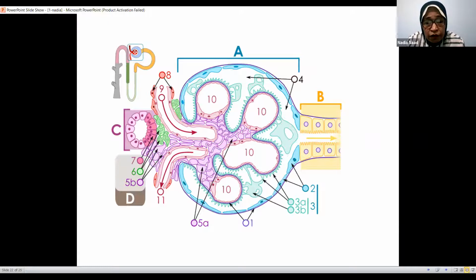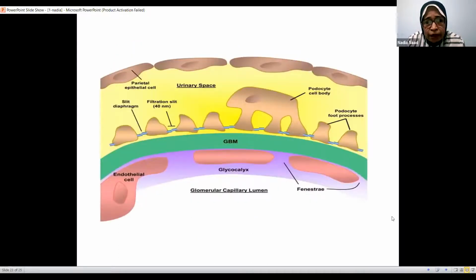This is the figure of the glomerulus. It shows the podocyte cells lining the glomerular basement membrane. This is a closer figure of podocyte cells on the GBM.